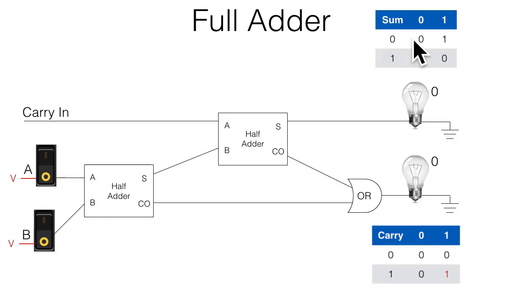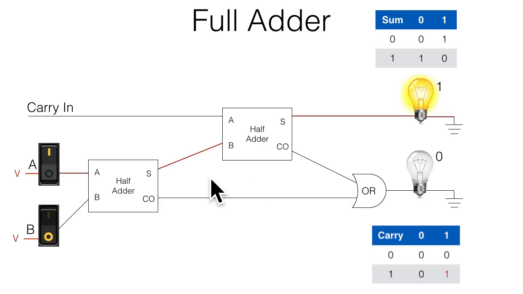0 plus 0 is 0. No carry bit. So I come through and I go, okay, all of these lines are off. And I get off and off. All right, let's go through. Now, I just turned on the A, so I want to add 1 plus 0. 1 plus 0 gives me 1 and no carry bit. All right, so let's see what happens.